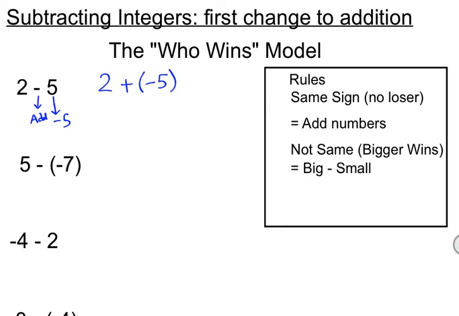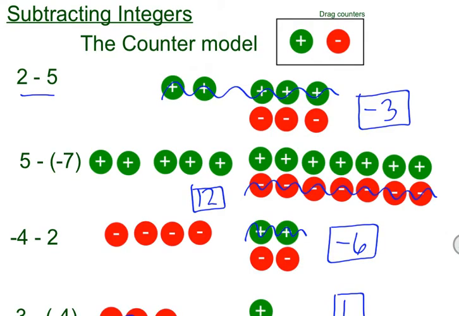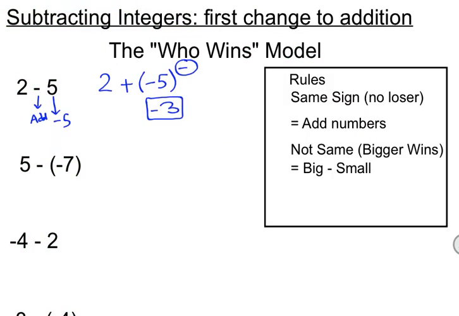In this case, 5 and 2, 5 is bigger, so the negatives win. And 5 minus 2 is 3. The negatives win by 3, giving me a negative 3. Notice that is the same answer that we got doing the counter model. Okay, next example, 5 minus negative 7. I would change this to an addition problem. It's going to be 5 plus.